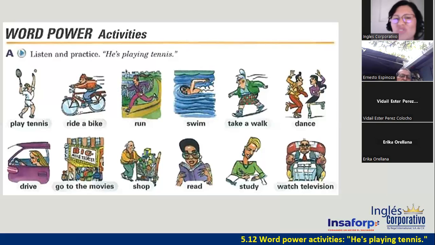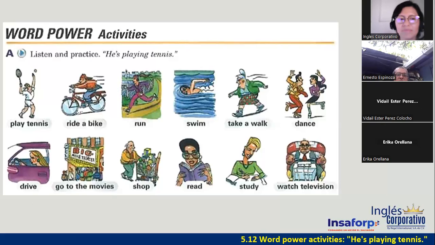She's driving. Muy bien. She's driving a car, ¿verdad? Ella está manejando un carro. Ajá. She's driving a car. Go to the movies. They are going to the movies. Exacto, chicas, cabales. They are going to the movies. What about shop? He's shopping. Muy bien. He's shopping.